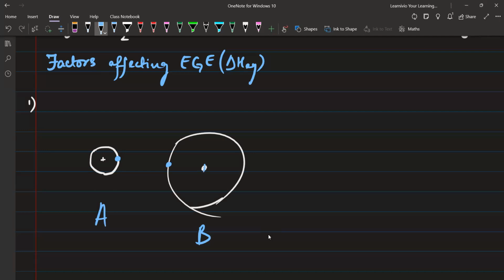In which case do you think there will be more attraction? A case or B case? Where will the electron feel more attraction? A. In A case, right? Why? Because it is nearer to the positive charge. So we say that size.